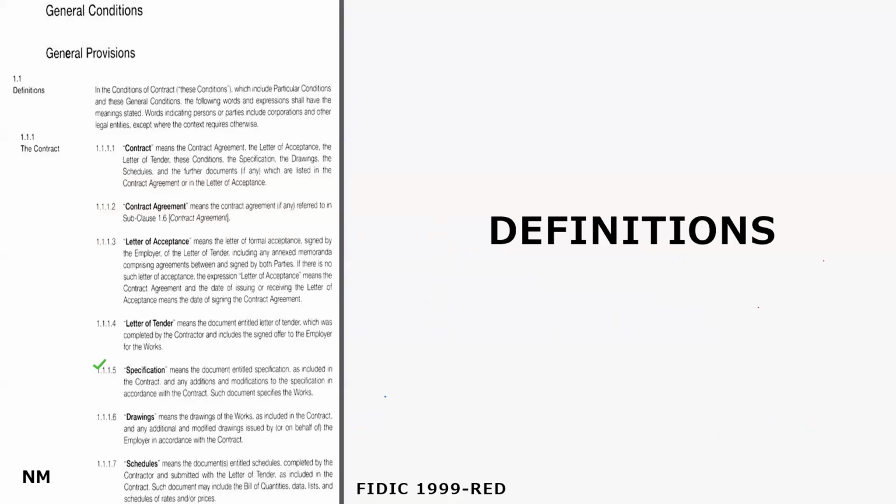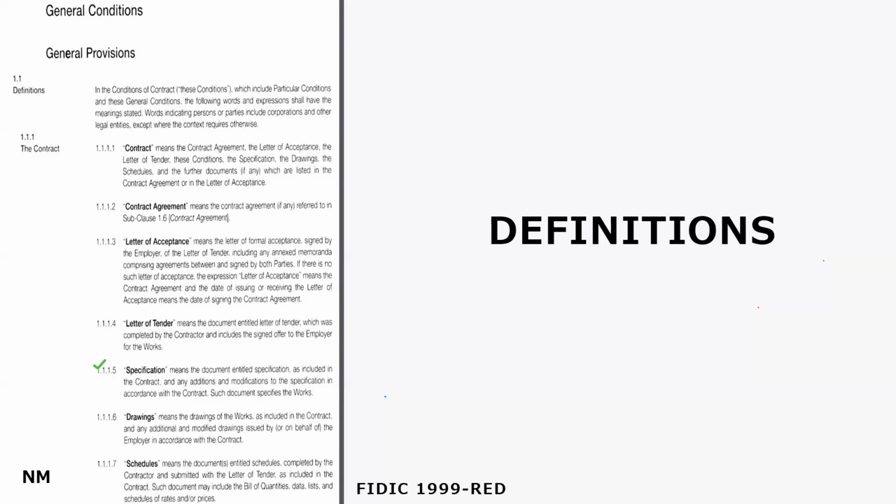If you go to the FIDIC Red Book or any standard form of contract, you see this definition. That is the first section we can see in the contract, which is the definitions. I hope you can see the screen clearly. You will be getting certain terms which are interpreted here, which are given a specific definition, right? For example, here for the contract, they have given a definition. For the contract agreement, they have given a definition. The specification they have given, drawings they have given, schedules they have given. So what does it mean? How is it going to apply?